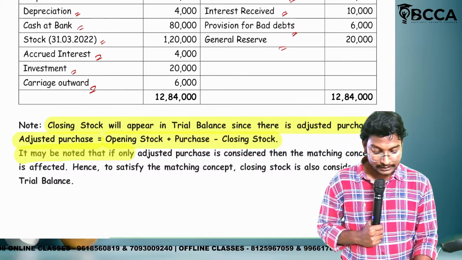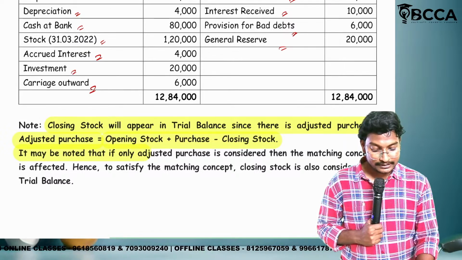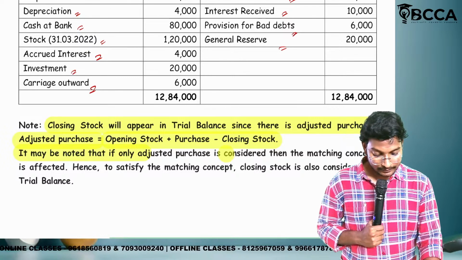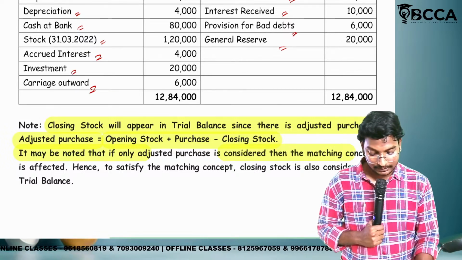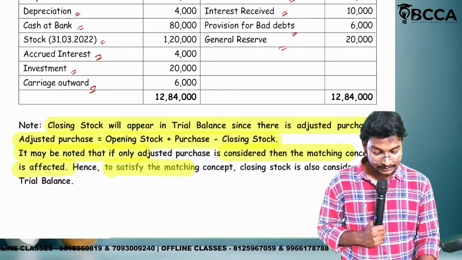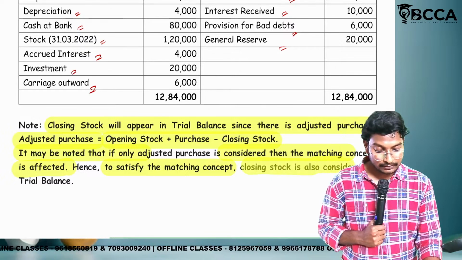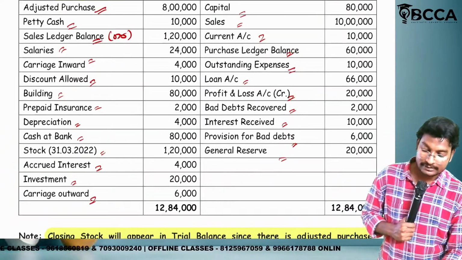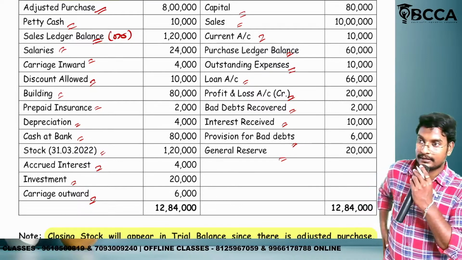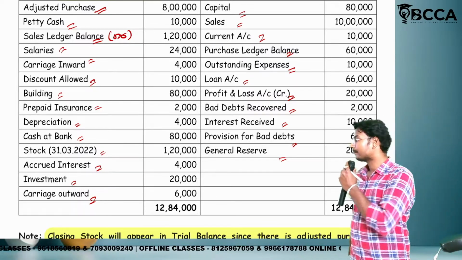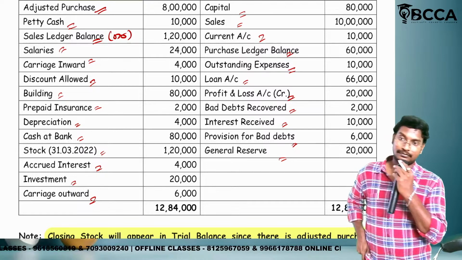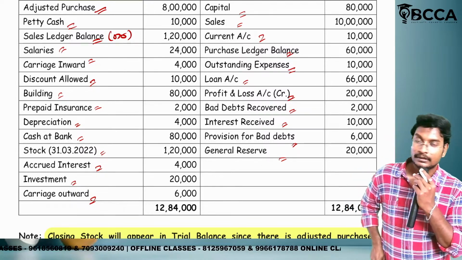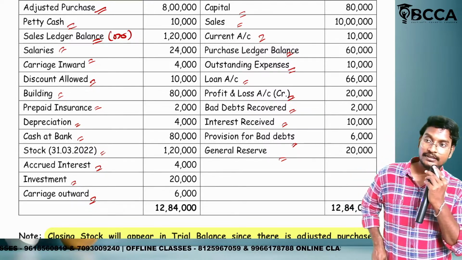It may be noted that if any adjusted purchase is considered, the matching concept is affected. Hence, to satisfy the matching concept, closing stock is also considered in the trial balance. We have discussed all the note points previously itself. Okay? So we have to prepare in our notebook, sir? No need. Please remember, that's all.